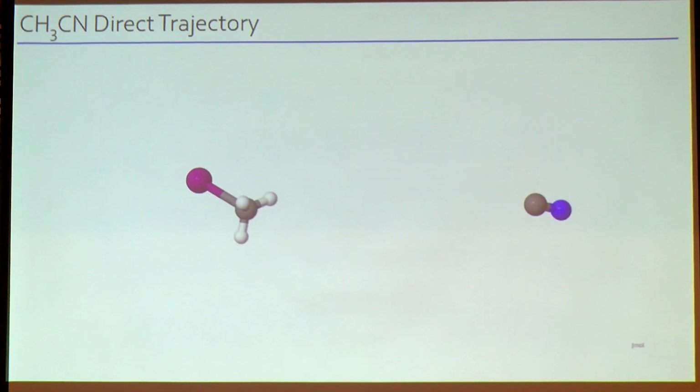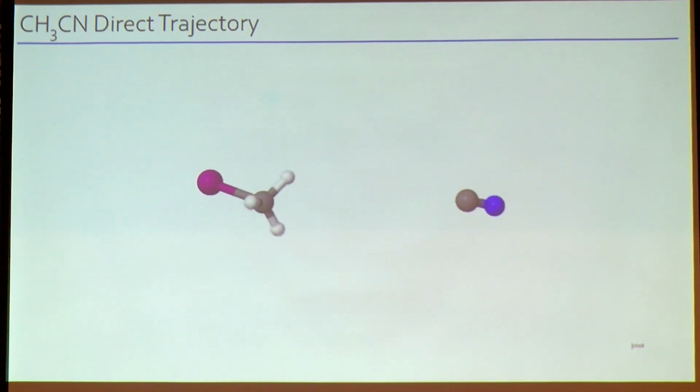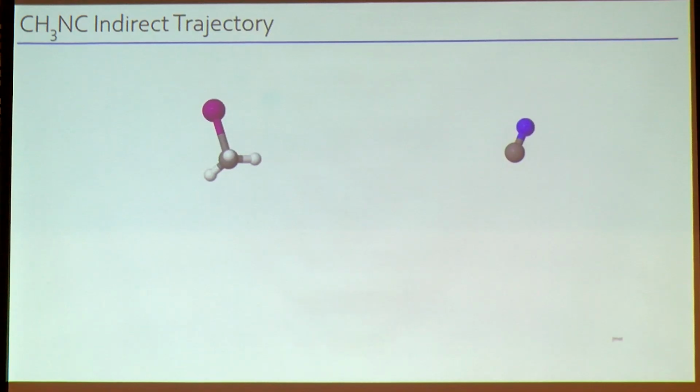All right, now let me show you some trajectories. So this is the traditional Walden inversion trajectory. You can see that the nucleophile comes and does a simple substitution. Now this is an indirect trajectory which has a finite lifetime. So the nucleophile comes and then it forms this weak interaction with the reactant, and it stays for some time before the reaction could happen.